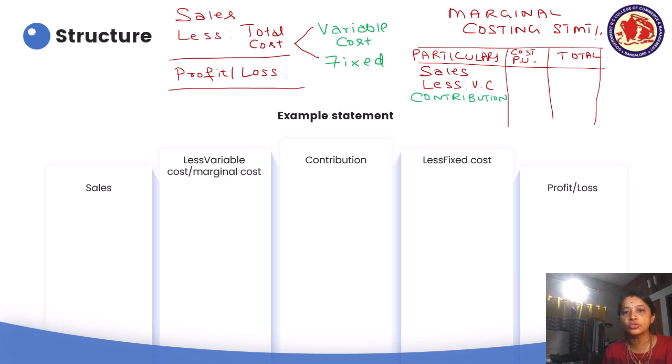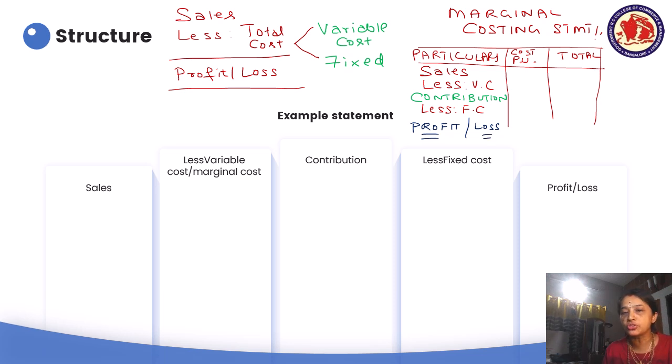From contribution, if you subtract fixed cost, then you get profit or loss. If your contribution is more and your fixed cost is less, you get profit. If your contribution is less and your fixed cost is more, then you get a loss.